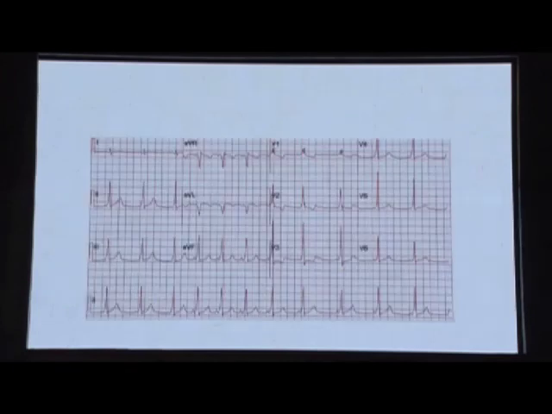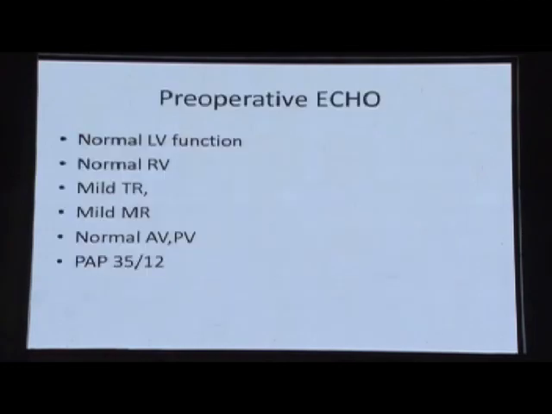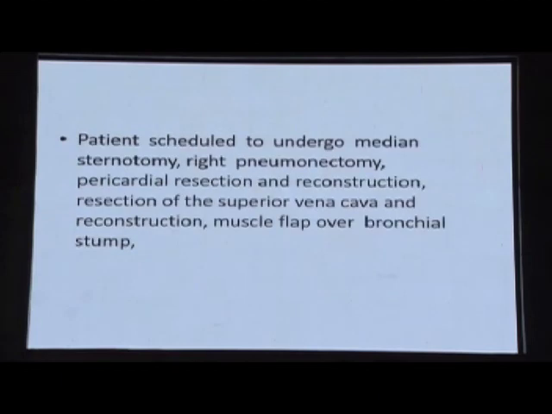And this was the EKG. This is classic WPW syndrome: this patient has a short PR interval, wide QRS, and delta wave, all consistent. Pre-op echo was also normal: the LV and RV functions, the valvular functions. PA pressures were slightly elevated, 35 by 12, but nothing significant to be concerned about. This patient was scheduled to undergo median sternotomy because it's a hilar mass, right pneumonectomy, pericardial resection, and reconstruction.